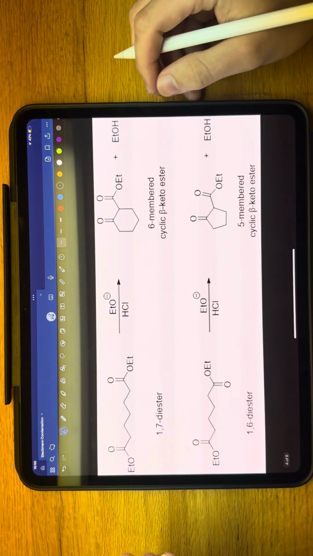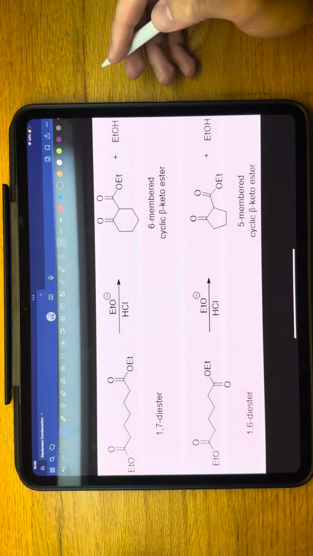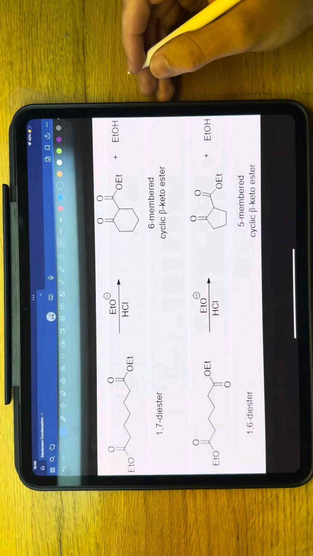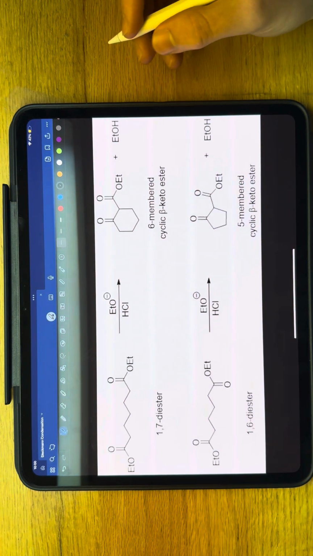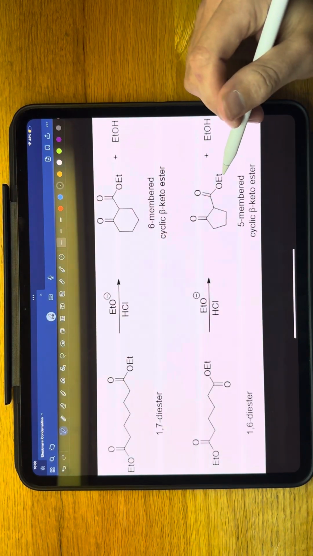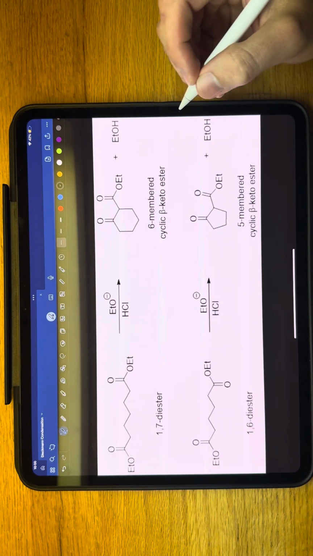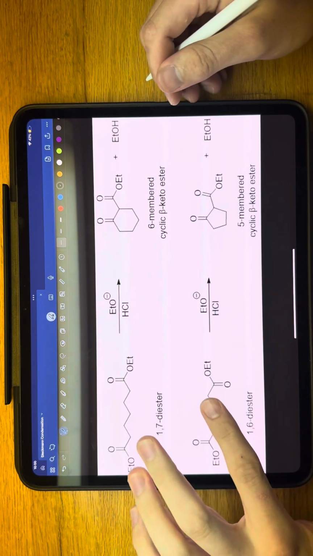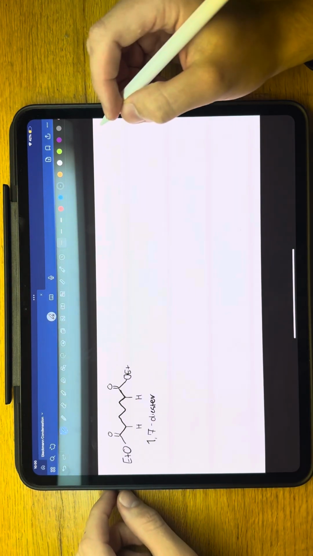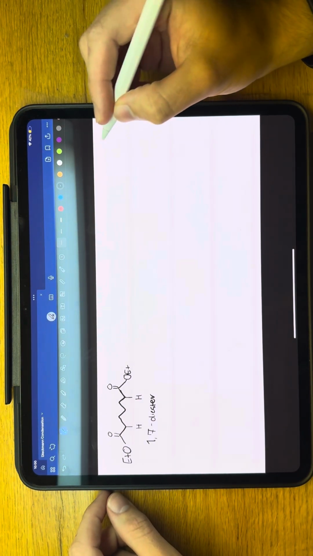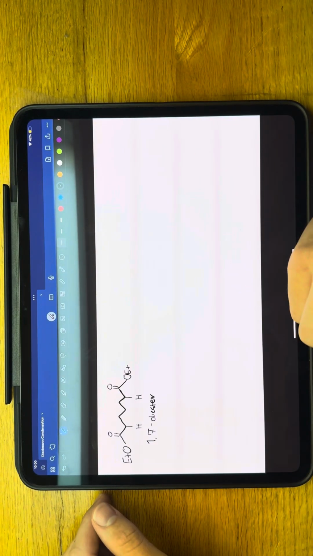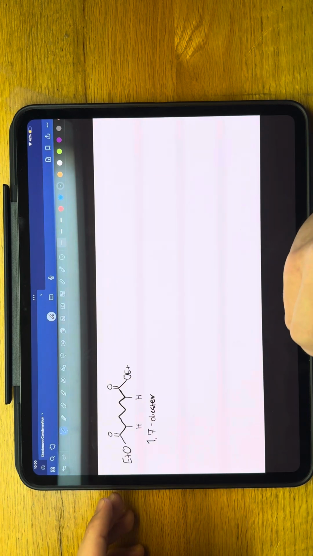So we'll go ahead and take a look at the reaction. A 1,7-diester starting material results in a 6-membered cyclic beta-keto ester. With that, a 1,6-diester starting material results in a 5-membered cyclic beta-keto ester. And we'll get more into that with these mechanisms. So to start, we're starting with the 1,7-diester starting material. You've got your 2 esters here on the sides. And as you can see, this structure is pretty symmetrical.